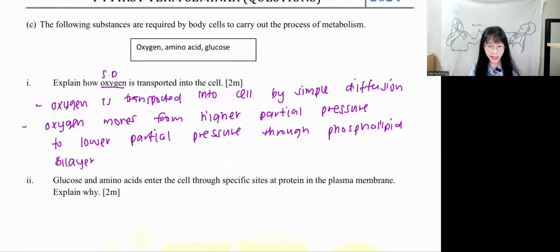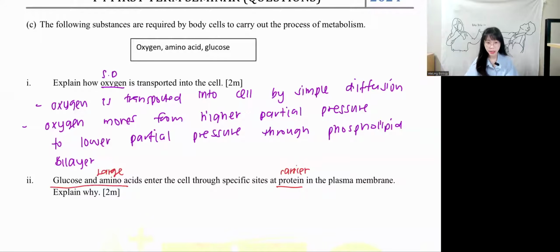Glucose and amino acid enter the cell through a specific site of a protein in the plasma membrane. Explain why. Okay, first, what characteristic do glucose and amino acid have? Correct, they are large molecules. Very good. If it's a large molecule, they have to use which protein? Correct, they have to use a carrier protein. Very good. So because they are large molecules, they have to use a carrier protein with a specific site.